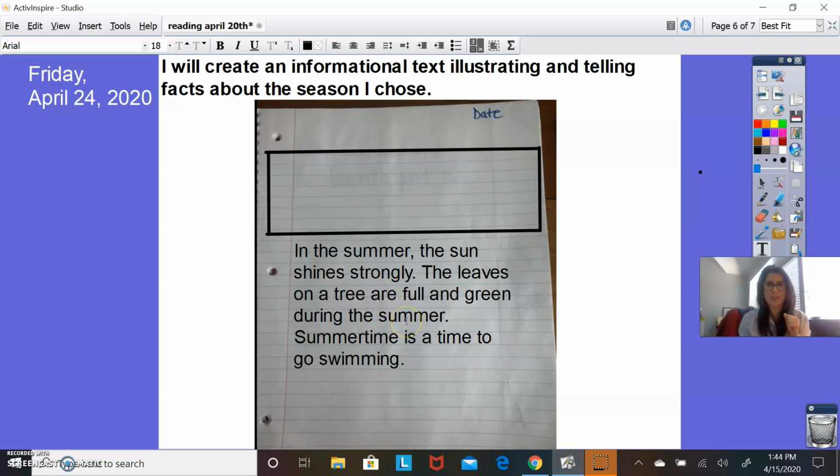One other thing I forgot to ask you to do is up here at the top, I want you to title it. So I'm going to say summer. That's going to be the title of my book. And of course, you know to write your date at the top there. So once you do that, you will write your words, draw your picture, make sure your words are spelled correctly, with nice and neat handwriting. Then have someone take a picture of this and upload it into Google Classroom.